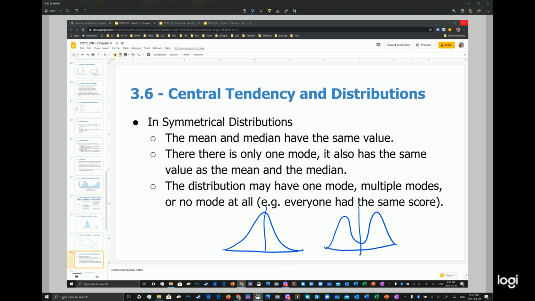So this distribution can apply to one mode, multiple modes, or even no mode at all. It could be something just like this. Everybody in the distribution had one score. This could be blocks, you see. But it's still symmetrical. So that's a symmetrical distribution. And when the distribution is symmetrical, the mean and the median are the same in value. And if there's one mode, the mode is that value too.